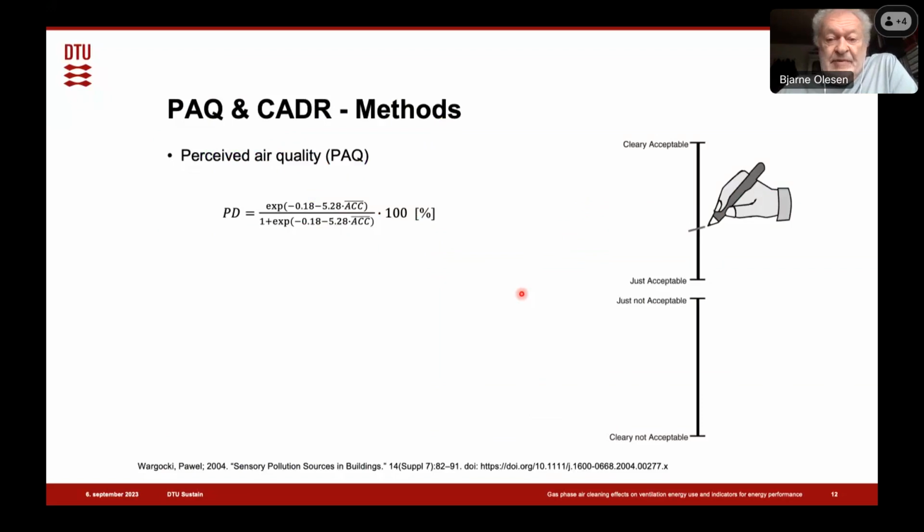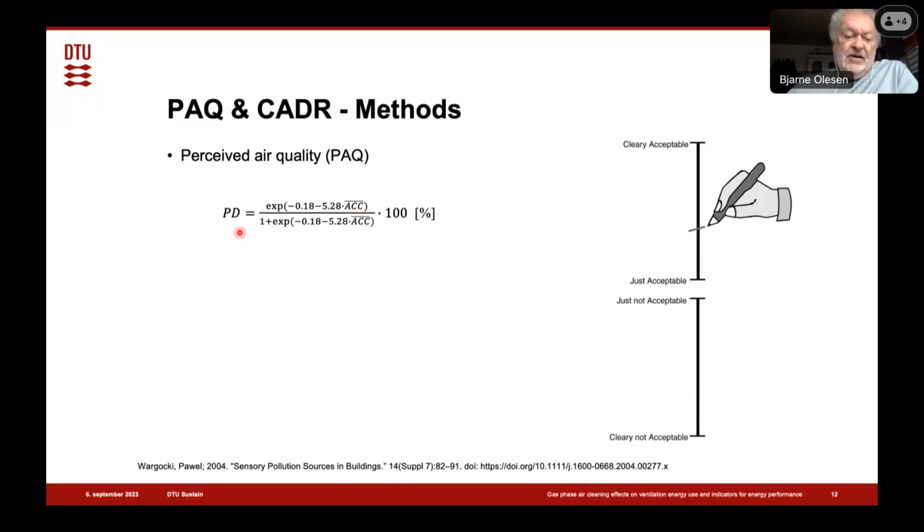From this acceptability, where you have the scale on the right, you can have clearly acceptable, or you can have clearly not acceptable. But you have to choose: are you on the acceptable level or the not acceptable? Based on these values, called ACC here, we can calculate the perceived air quality. Basically, what we calculate first is a percentage of people who are dissatisfied, who don't find the air acceptable.